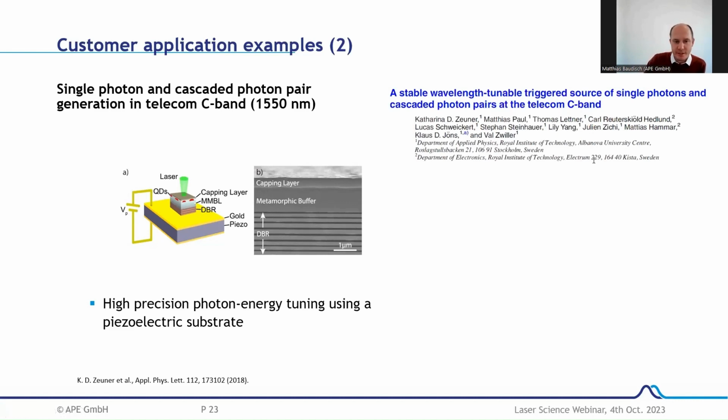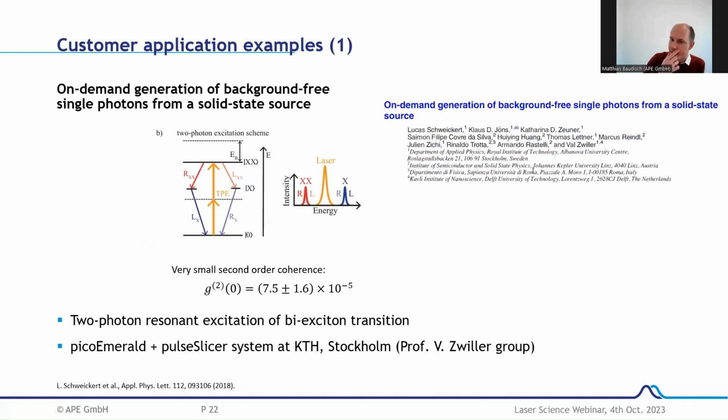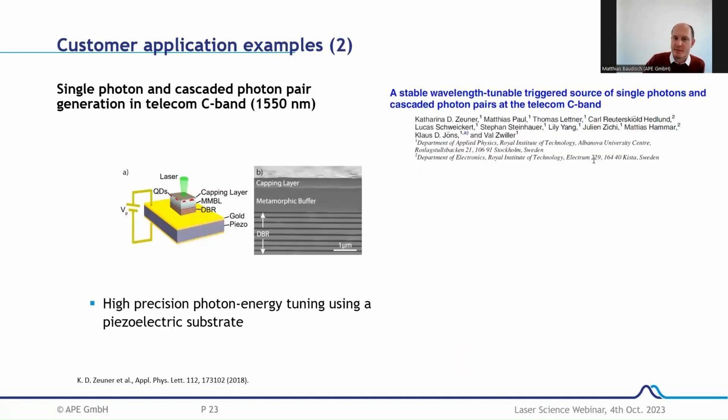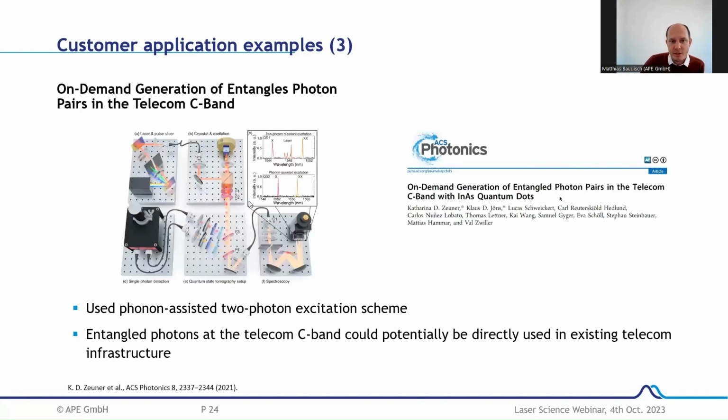And I have to say, like this example and the sample before, this is all the same light source that they have. So they have essentially an OPO, a Pico Emerald system, and then they have two pulse slicers, one for the visible output and one for the IR output. And so they could essentially perform the two experiments over the years with the same devices. And then essentially they combined these two ideas from before and showed on-demand generation of entangled photon pairs in the telecom C-band using this phonon-assisted two-photon excitation scheme.